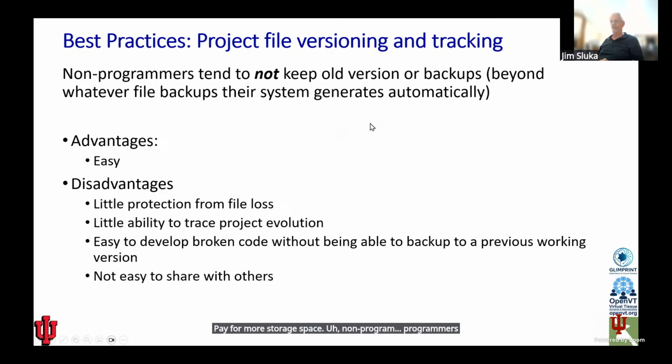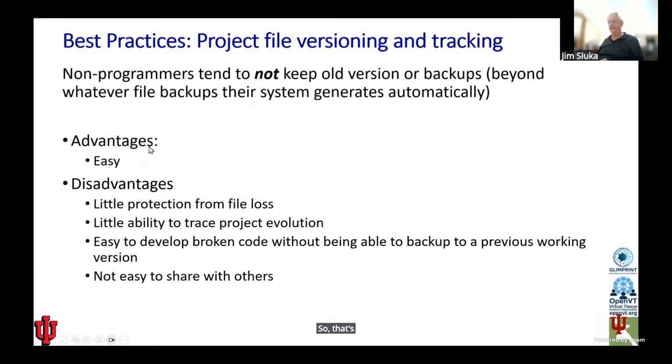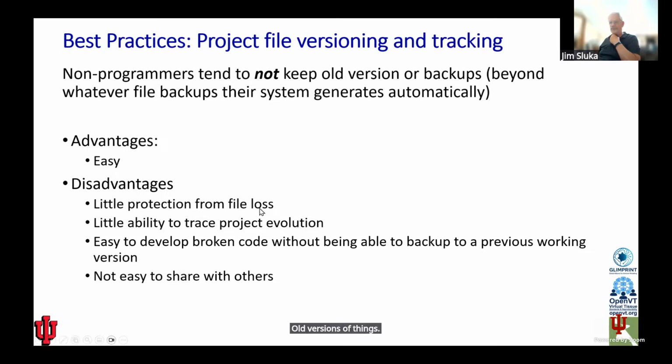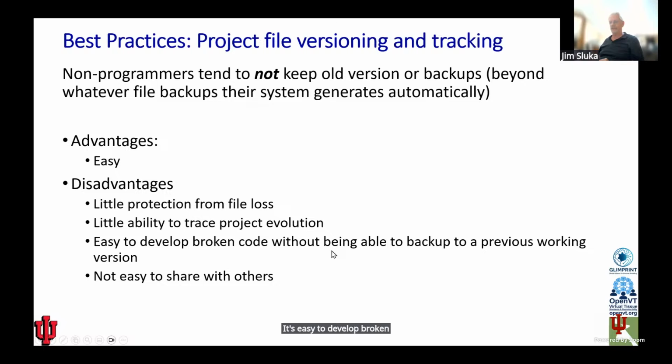Non-programmers tend to not keep old versions of code. So that's an easy thing to do. Your system may have automatically generated backups, but it's probably not a good idea to count on automatically generated backups to keep old versions of things. So there's a little protection from file loss, little ability to trace the evolution of your code. It's easy to develop broken code that you can't revert back to the last version that was working. And it's not easy to share if it's kept locally.